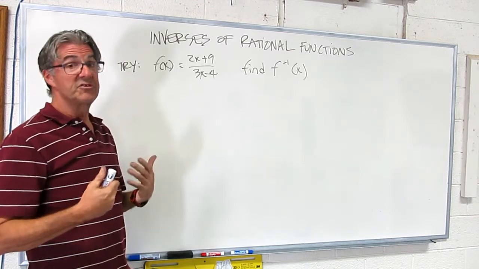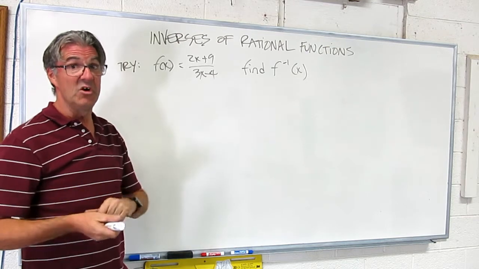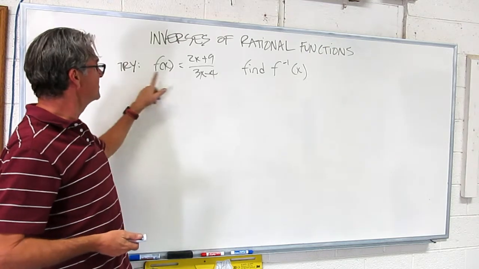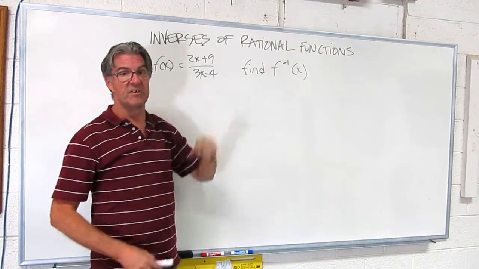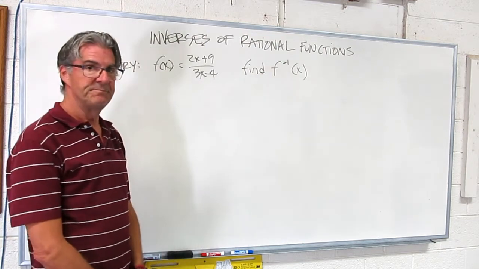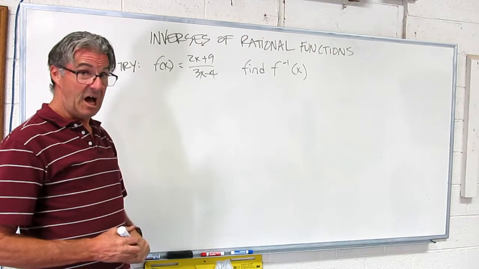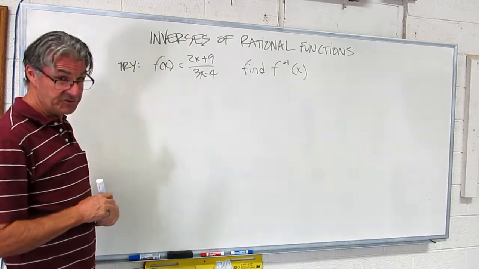Okay, so now I want you to try one. No, really, pause the video and try to do this one. Here's the function, 2x plus 9 over 3x minus 4. Find f inverse of x. So go ahead and see what you get. Okay, I'll do it now, but I hope you did it. I hope you tried it.